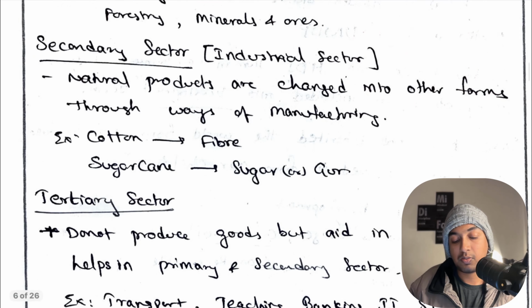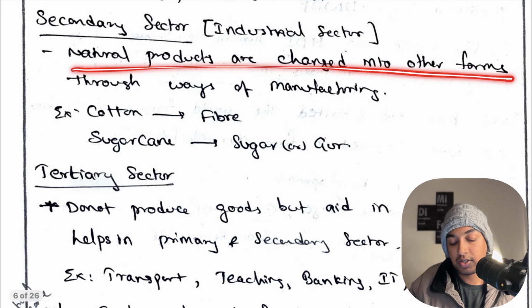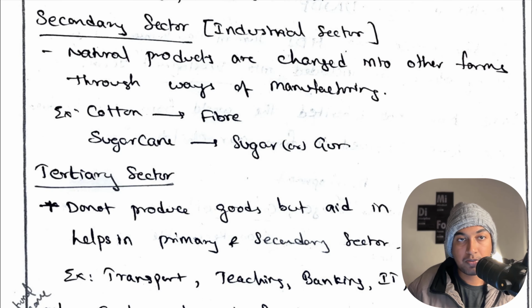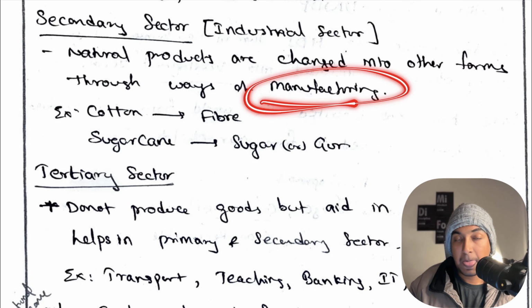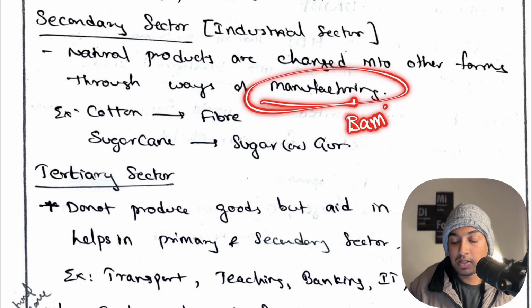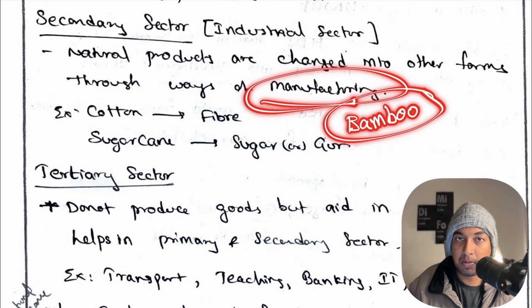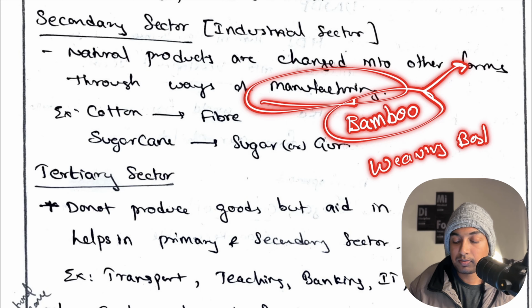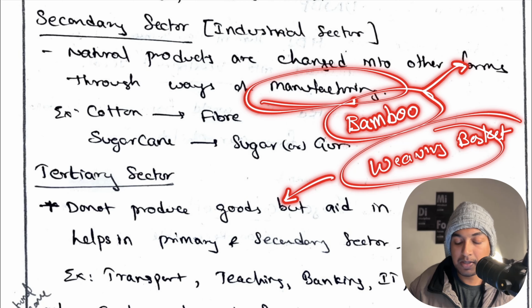Here natural products are changed into other forms through manufacturing. Manufacturing might be industrial or with hands, maybe a small industry or something like that. But even weaving a basket comes under the secondary sector. Hope you understood. Weaving a basket: because you exploited bamboo there, which comes under the primary sector. But weaving a basket comes under the secondary sector.